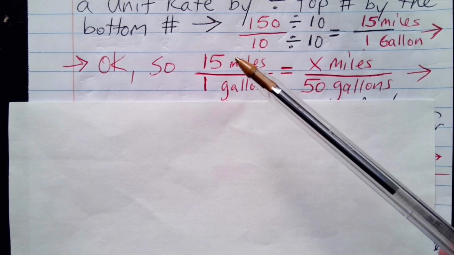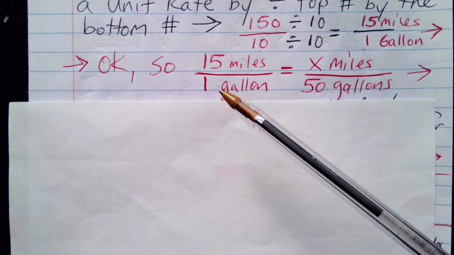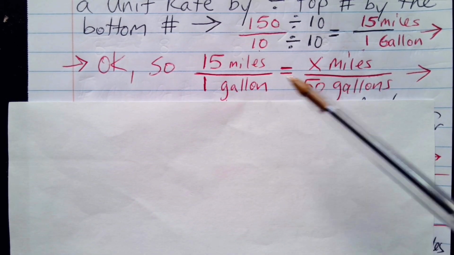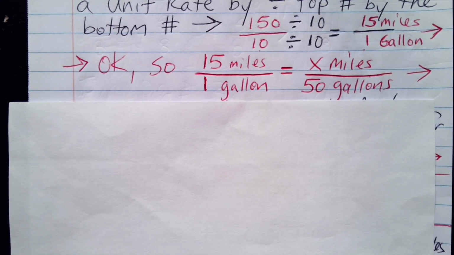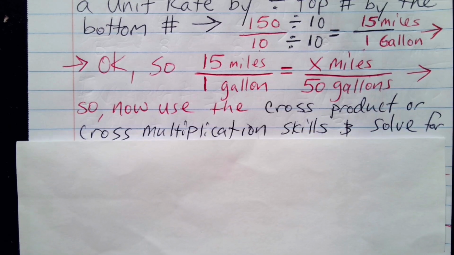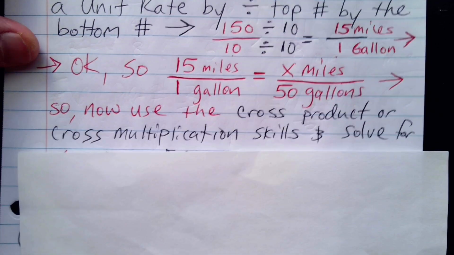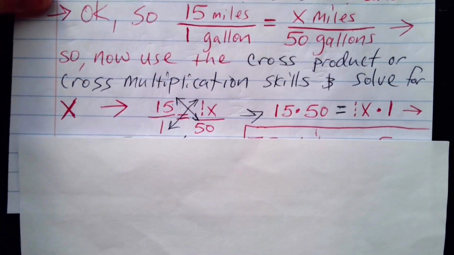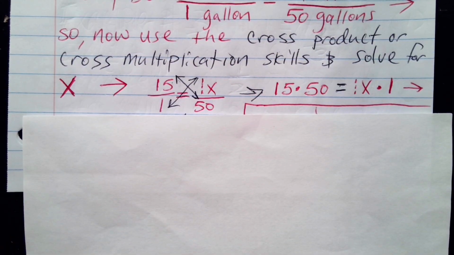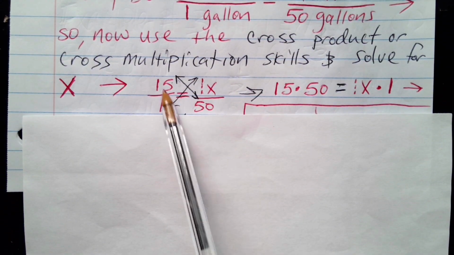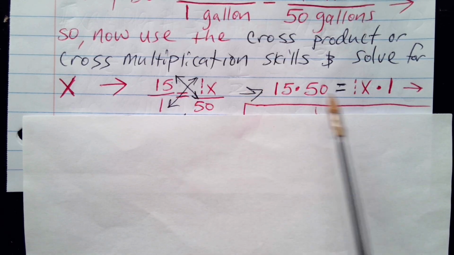And here you're going to perform a cross product, right? You're going to cross multiply. What is 1 times 1x? And then what is 15 times 50? Continue on. The cross product in order to solve for the x, right? So here I'm showing you the cross product. 15 over 1 equals x over 50. So 15 times 50, you see here, equals 1 times x.